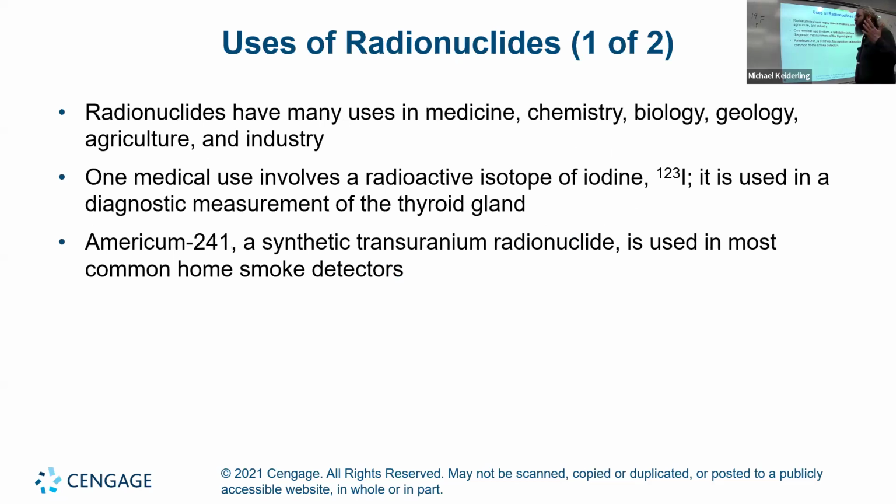Now, radionuclides are incredibly useful. We use them all the time. We use them in medicine, chemistry, biology, geology, agriculture, and industry. One example of medicinal use is a radioactive isotope of iodine, iodine-123. We use it for diagnostics of the thyroid, diagnostic measurement of the thyroid gland.